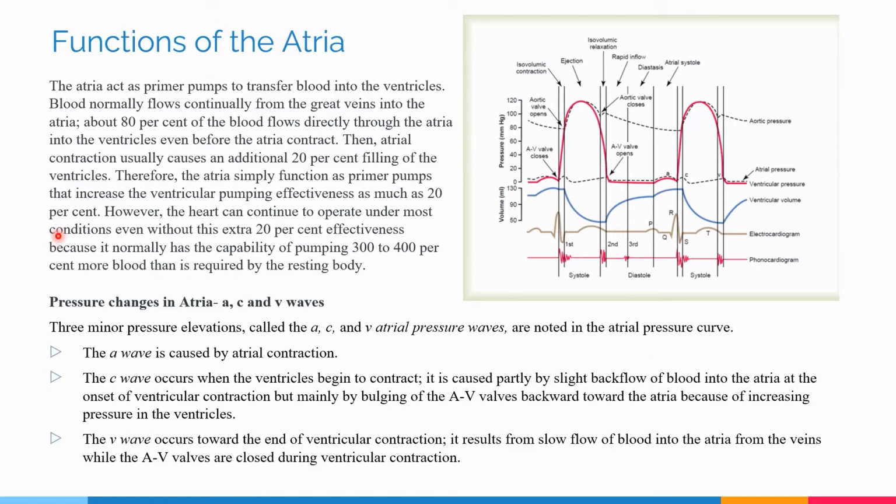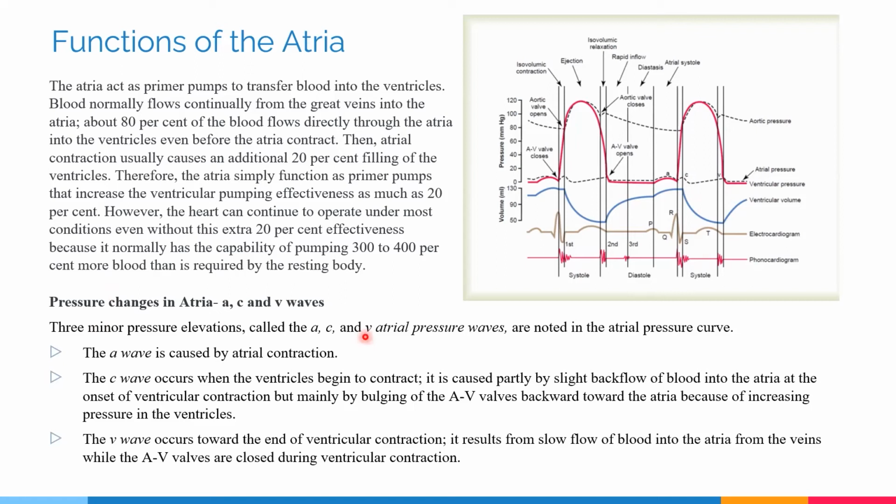However, this atrial pumping is not really required, as the 20% extra effectiveness is nothing much compared to the capability of the heart to pump 300 to 400% more blood than is required by the resting body. So the heart is capable of pumping 300 to 400% more blood than is normally required, and thus the increased effectiveness by the atria does not contribute a lot to the heart's overall efficiency. The pressure changes of the atria are given by the A, C, and V waves.